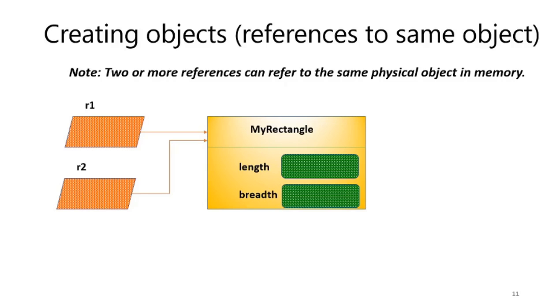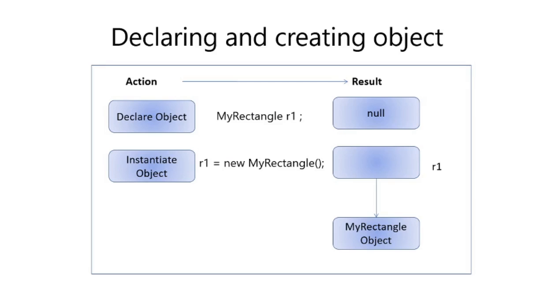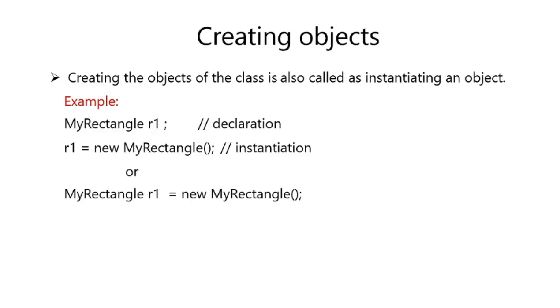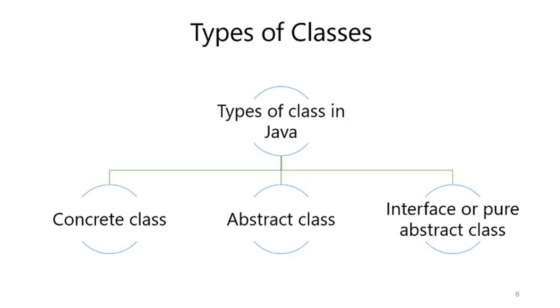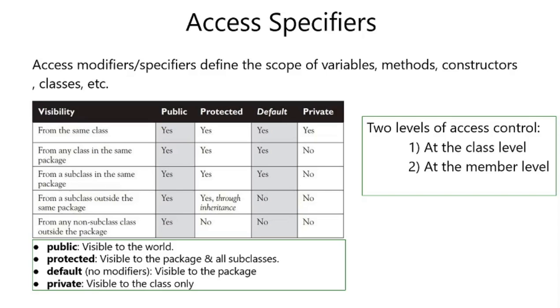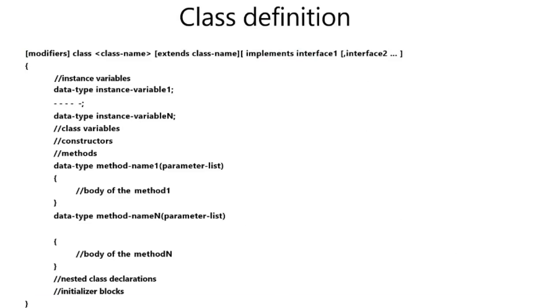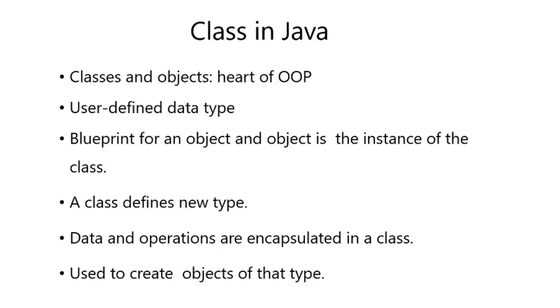What are the topics which we discussed today? We discussed referring to the same object, then declaration and creation of the object, two steps in creating the object, and then types of classes, access specifiers, the contents in the class, the template of the class, and what a class is in Java.